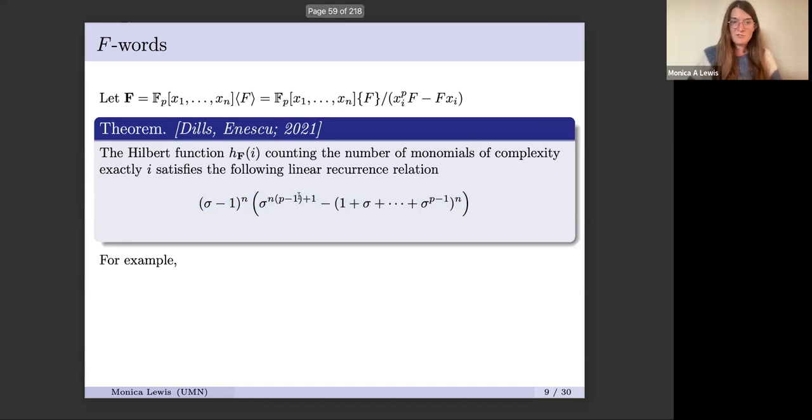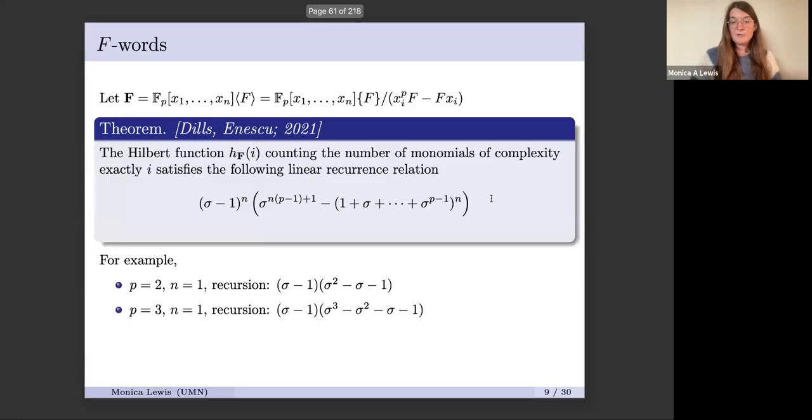And to give just a couple examples, you can see what forms this weird polynomial takes. If p equals 2, n equals 1, we have the sigma minus 1 term, and the weird polynomial is the Fibonacci recursion. If p were equal to 3, we get a sigma minus 1 and then a kind of generalized Fibonacci recursion where you add the previous 3 terms.